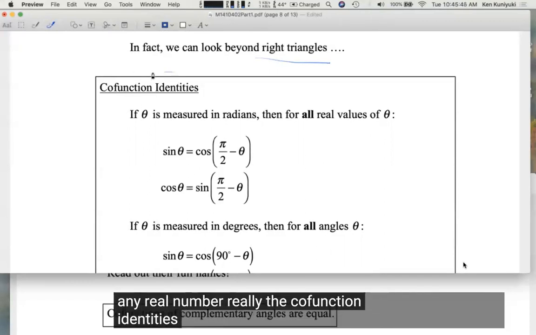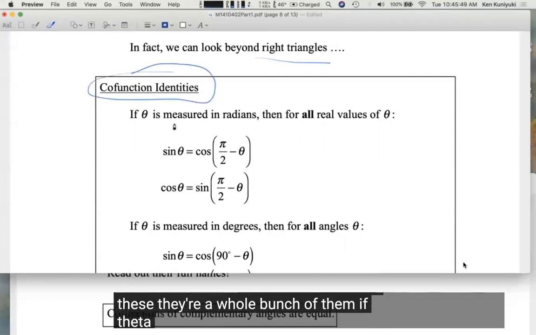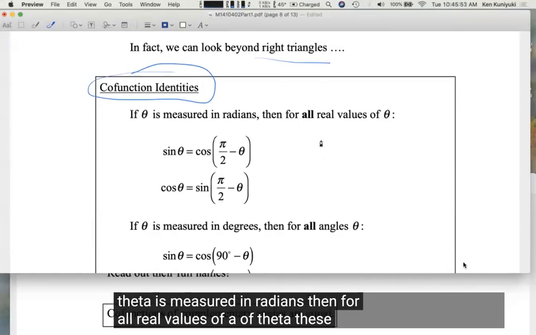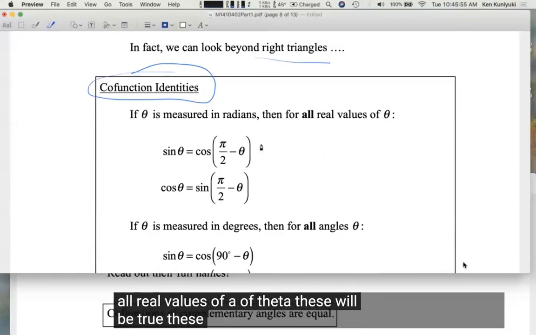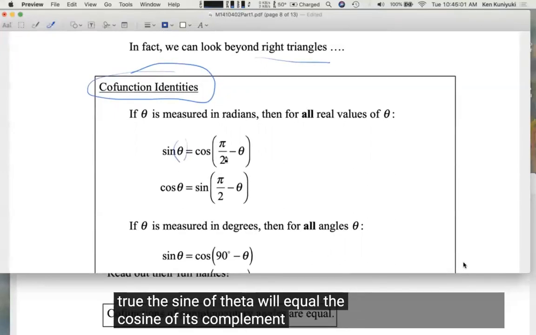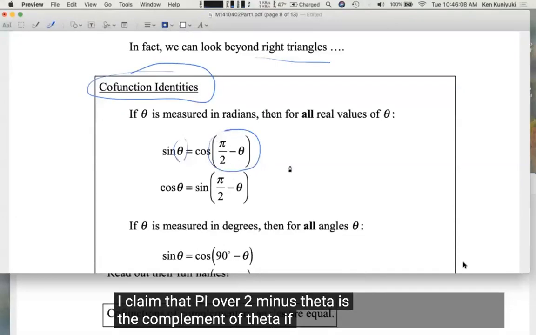The cofunction identities, how can we write out some of these? There are a whole bunch of them. If theta is measured in radians, then for all real values of theta, these two statements will be true. The sine of theta will equal the cosine of its complement. I claim that pi/2 minus theta is the complement of theta.